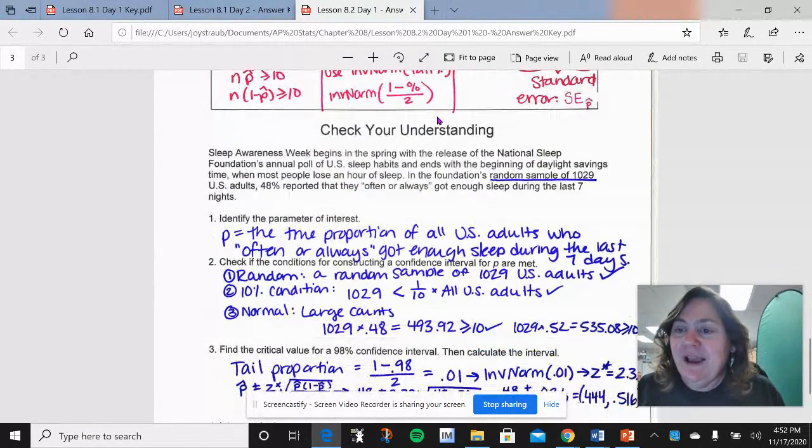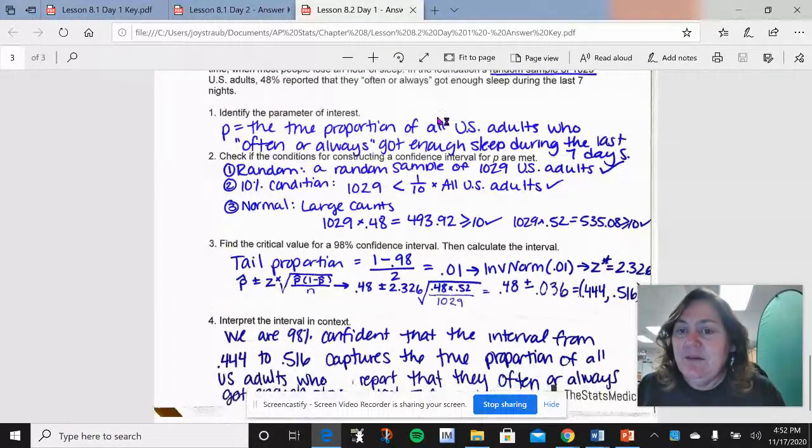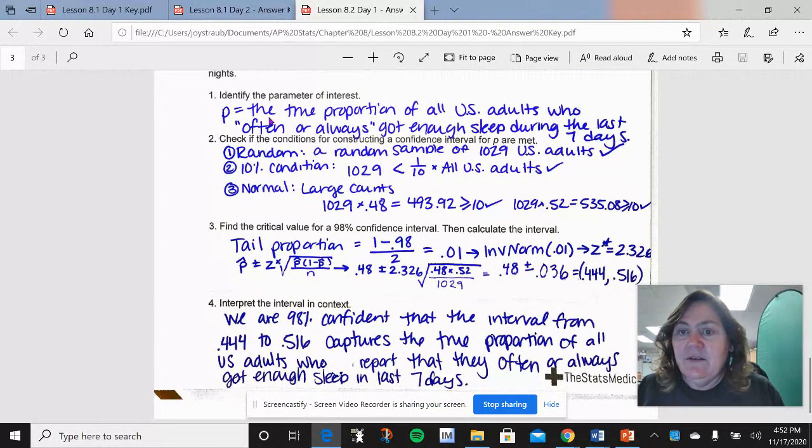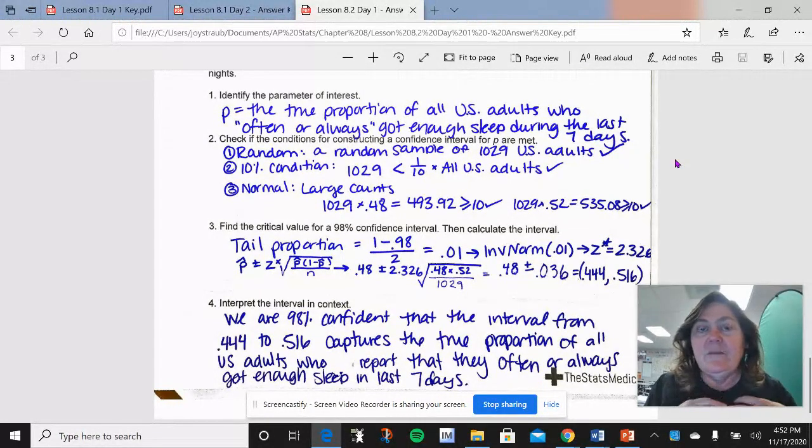All right, you're back to check your answers. Let me put these up here for you to do a quick check on. All right, your parameter, hopefully you make sure that you put p. When we get to means, you're going to put mu. You have to determine if it's a proportion or a mean. So this is the true proportion, and there's your context. Always have context from the problem. Here's your 3 conditions: random, 10%, normal, which is your large counts.